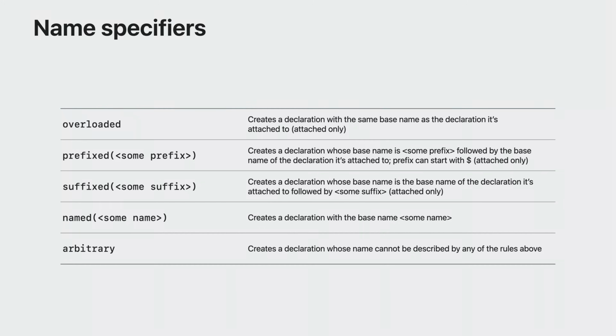For example, our multidimensional array macro declares a type with a name that's computed from one of its parameters, so it needs to specify arbitrary. But when you can use one of the other specifiers, please do so. It'll make both the compiler and other tools like code completion faster.